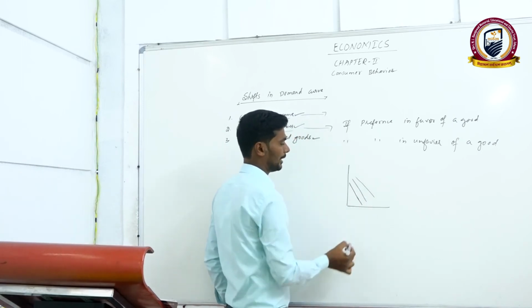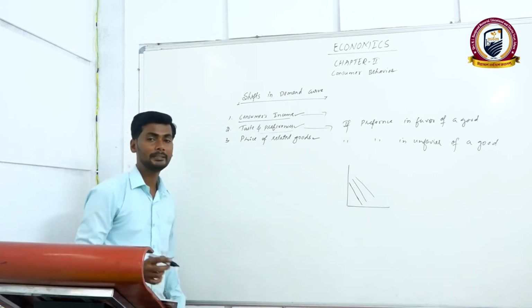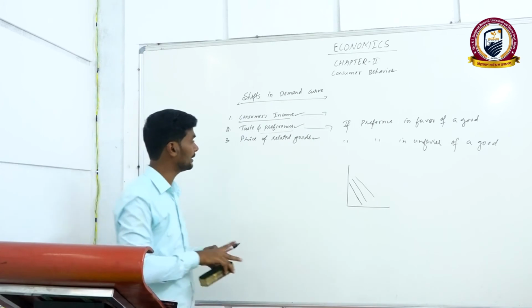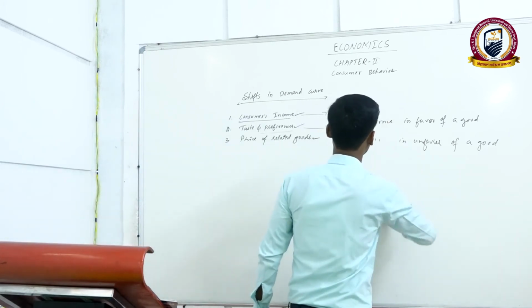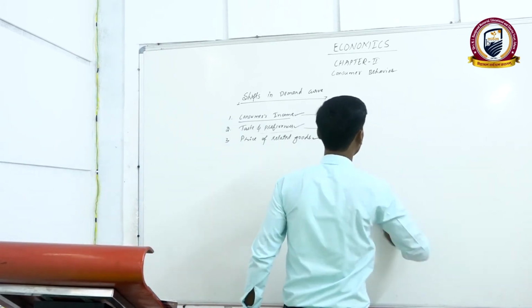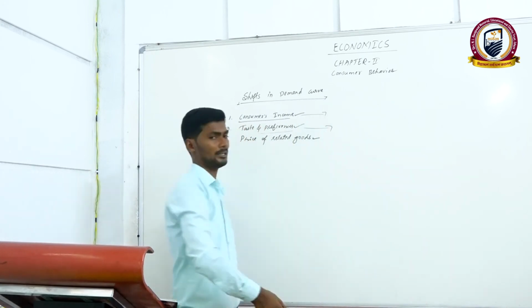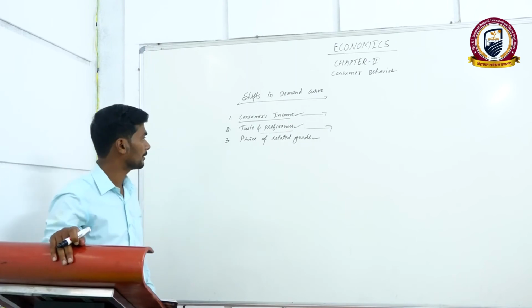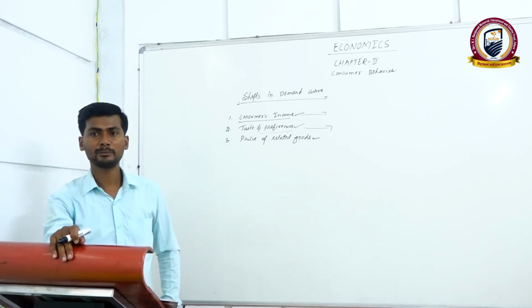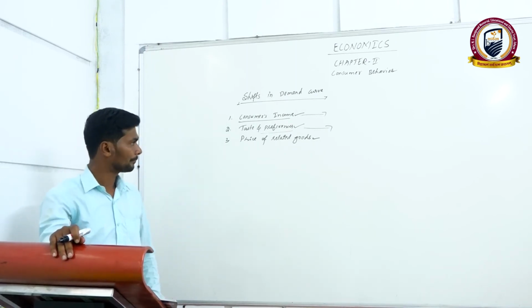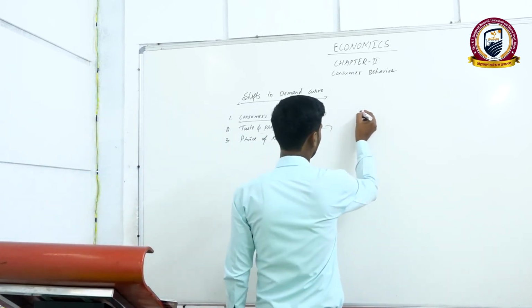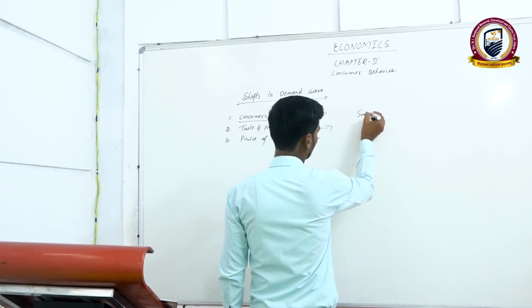So this is what happens in taste and preferences. Okay. Then third point is price of related goods. In related goods, there are two types of goods. In the last videos, I already explained what is substitute good and what is complementary good. Here, both these goods. First, I will take up a substitute good.